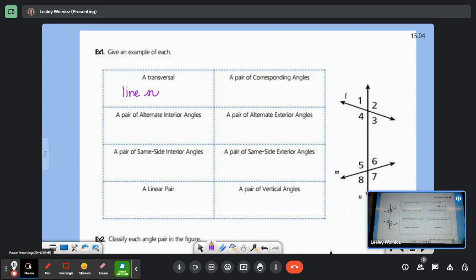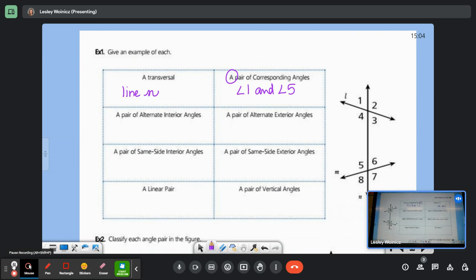Okay, what about a pair of corresponding angles? 1 and 5. It does say a pair, so angle 1 and angle 5. Should we just do one pair, or another pair? 4 and 8 also works. Okay, thank you. So angle 1 and angle 5.